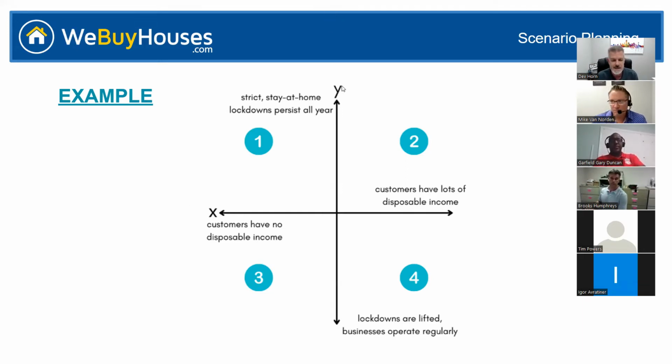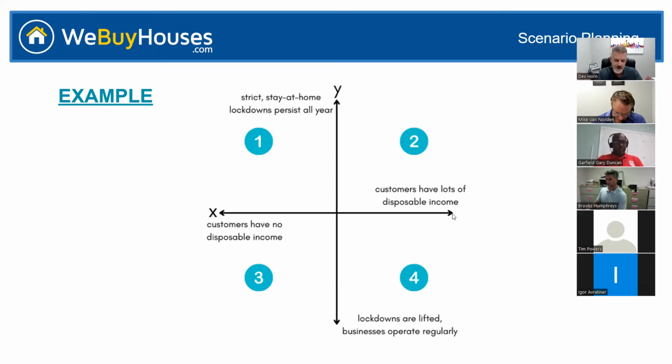Basically, the way it works is you take 2 things that are uncertain or changing, and you plot them. What we're looking at here is a COVID example. On one end of this axis is strict lockdowns, and on the other end is no lockdowns, everything back to normal. On this axis, one end is customers have no money to spend, and on the other end they have a lot of money to spend.